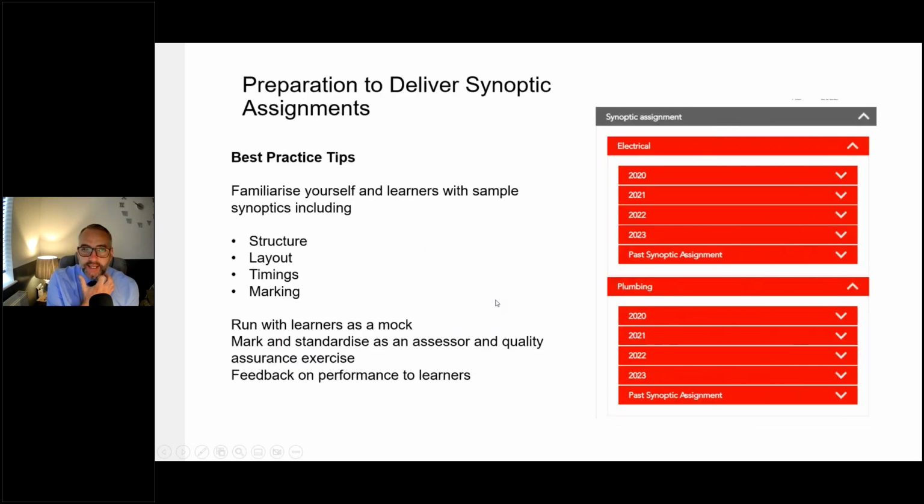So some best practice tips. If you're brand new to this, you can look at some of the past synoptics. You can look at the moderator reports. You could possibly run some. You could look at the marking yourselves, download the marking, have a go at some yourselves. Get used to standardizing across assessors. You may have multiple assessors. Consider how you can give feedback on performance when it's training. You don't give feedback as such on the synoptic at the end of the qualification, the end test, if you like.